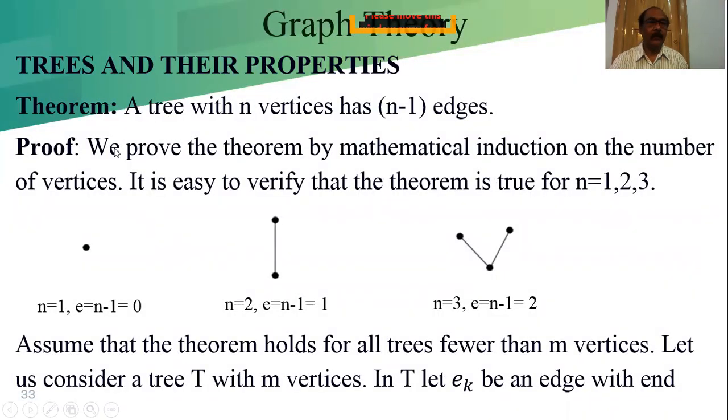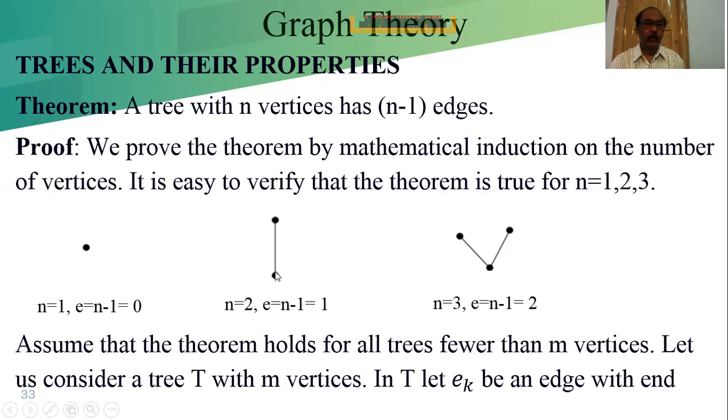A tree with n vertices has n minus 1 edges. We prove it by mathematical induction. That is called the method of induction. We prove the theorem by mathematical induction on the number of vertices. Let us consider first that there is one vertex. One vertex means there is no edge. For one vertex, 1 minus 1 equals 0. It is proved.